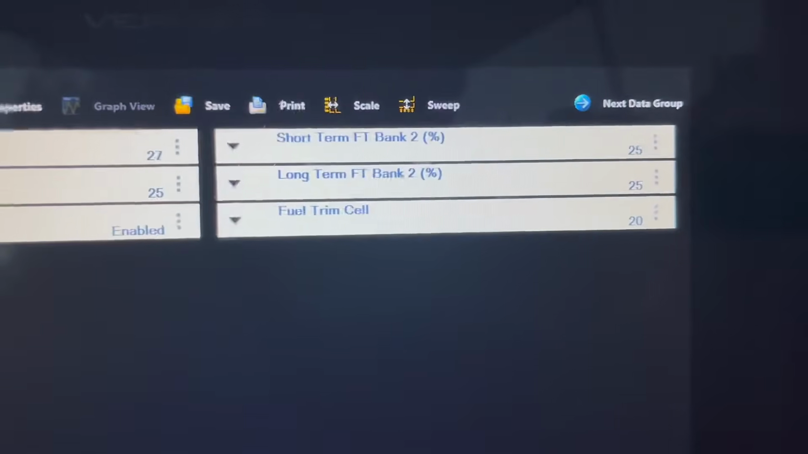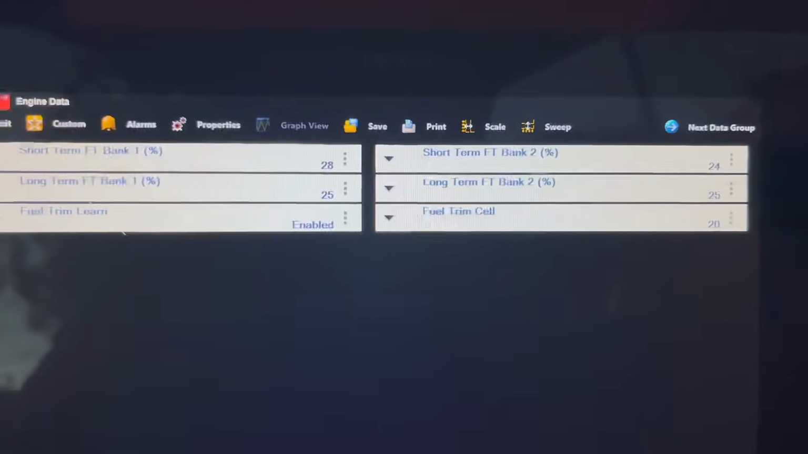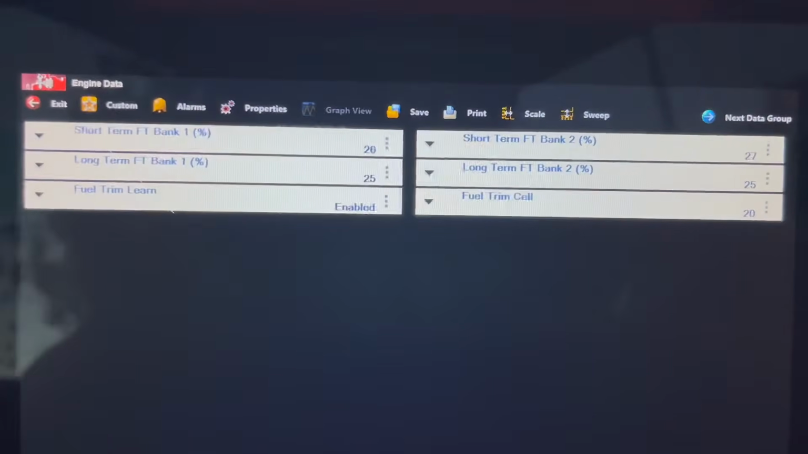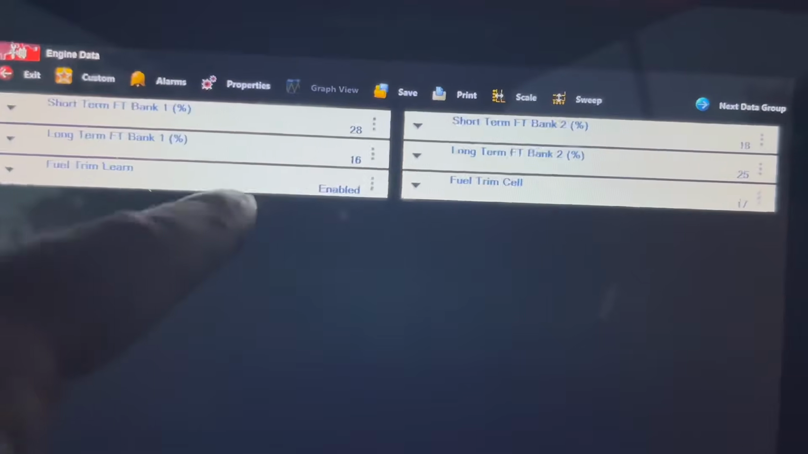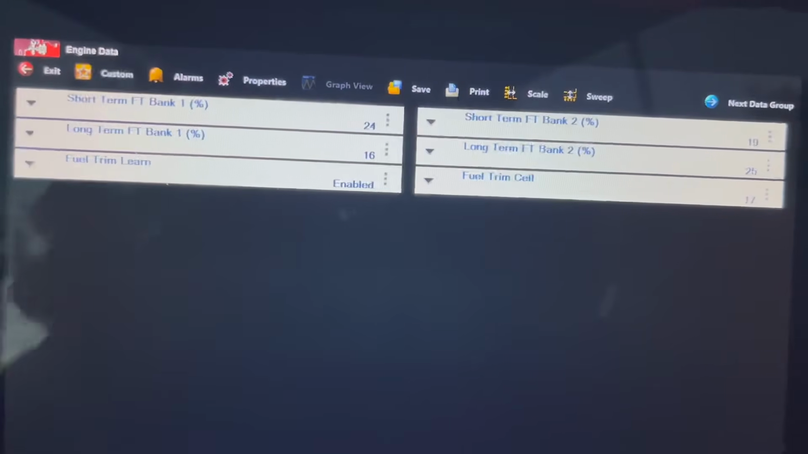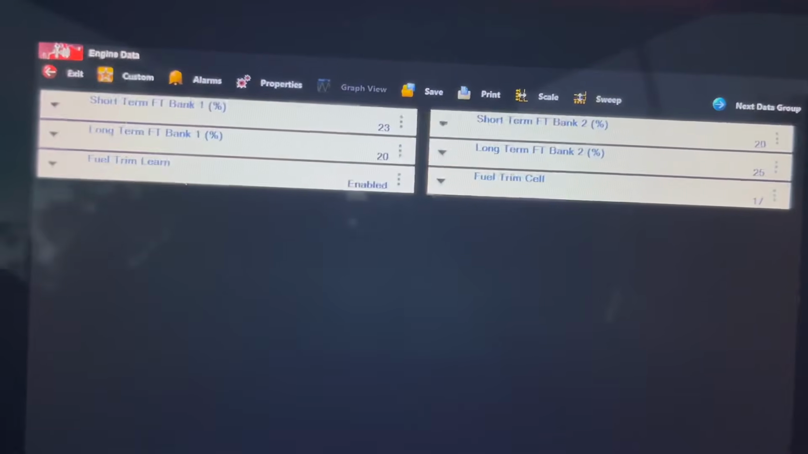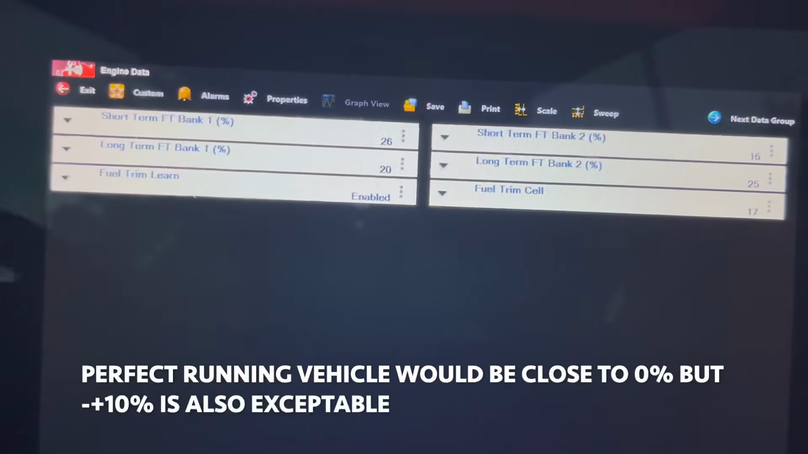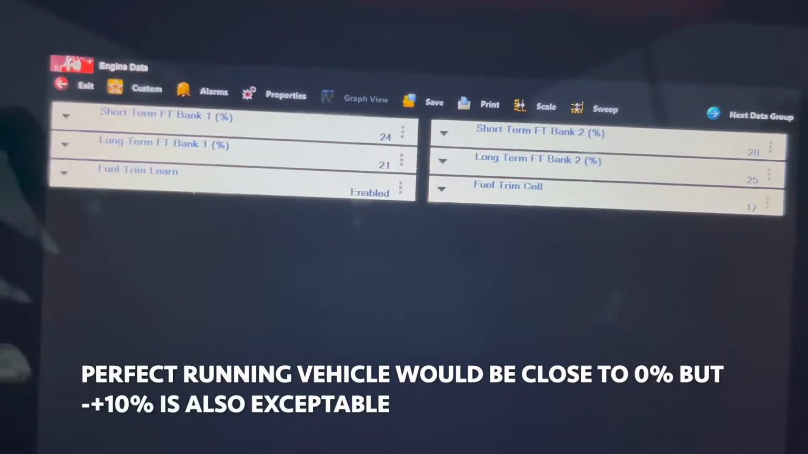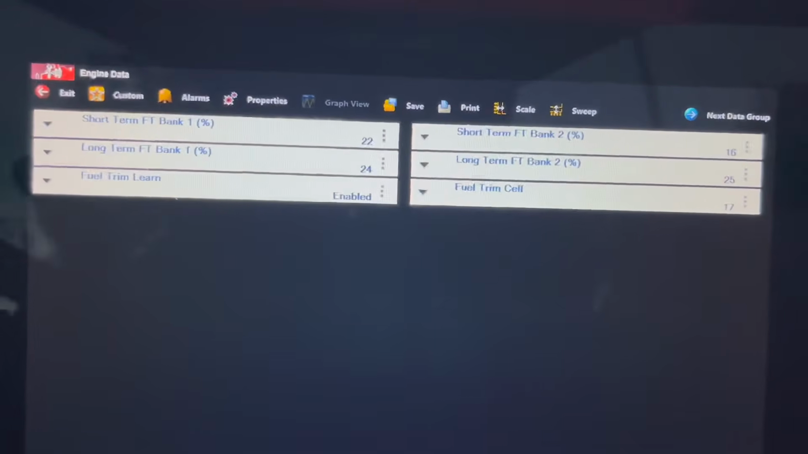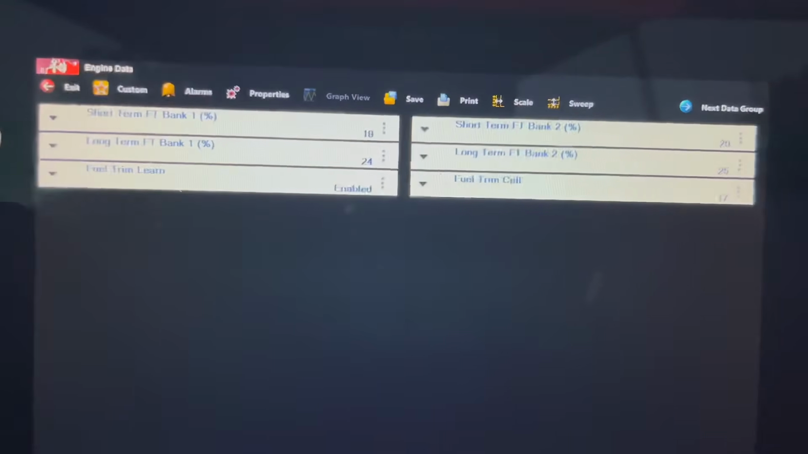And then bank 2 is about the same. Basically what it's saying is we're getting at least 50% more fuel added. That went down a little bit, but it shows the percentage. A perfectly running vehicle would have 0. Something in the ballpark of plus or minus 10 is good as well, but a good running vehicle is going to be about 0 on both ends.